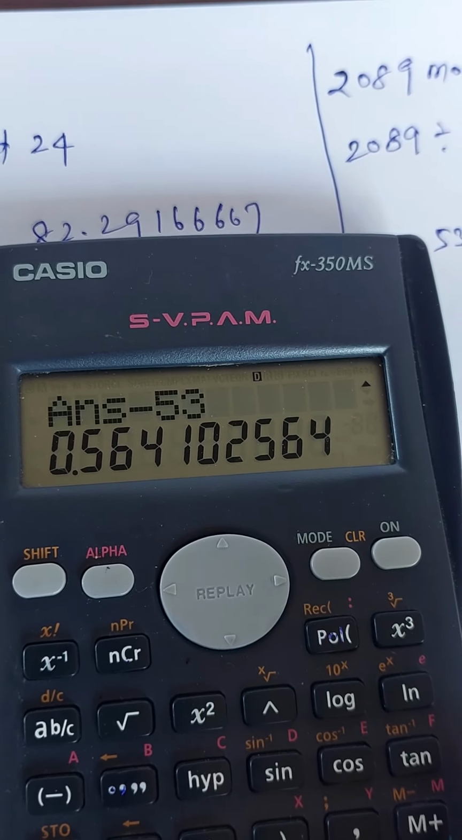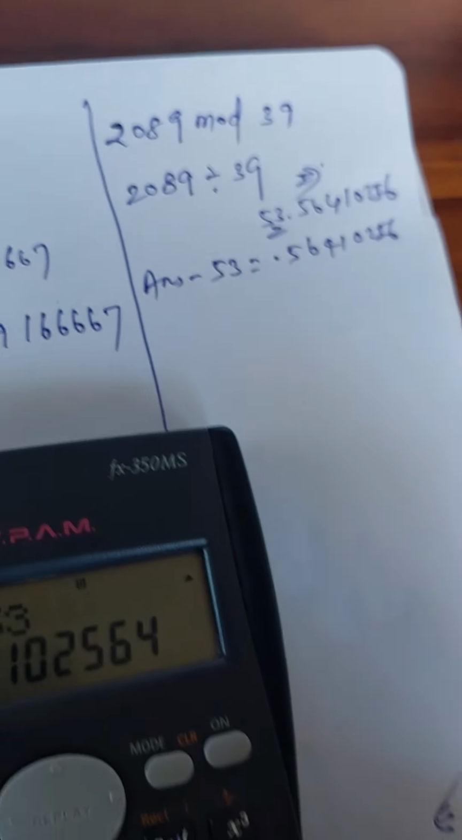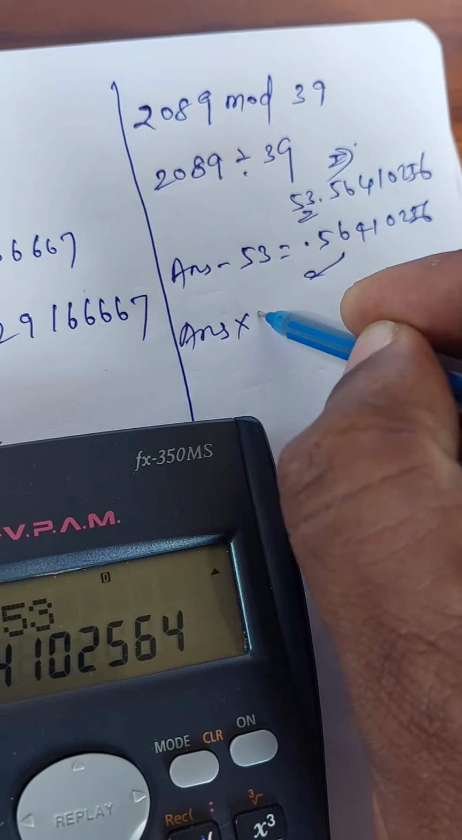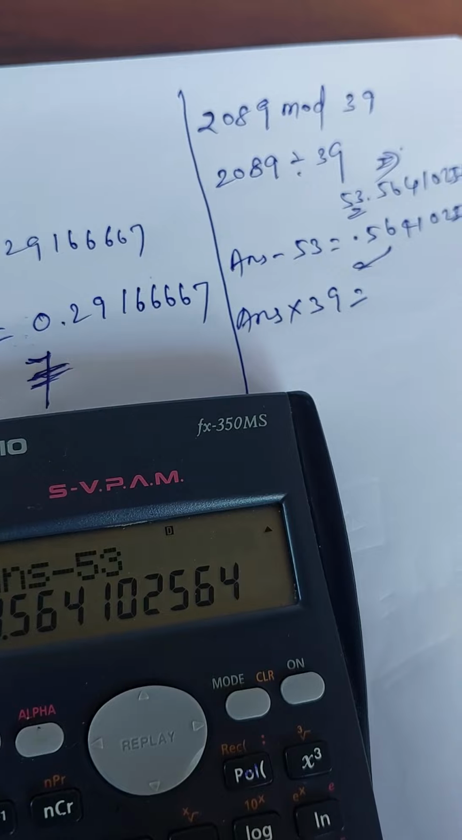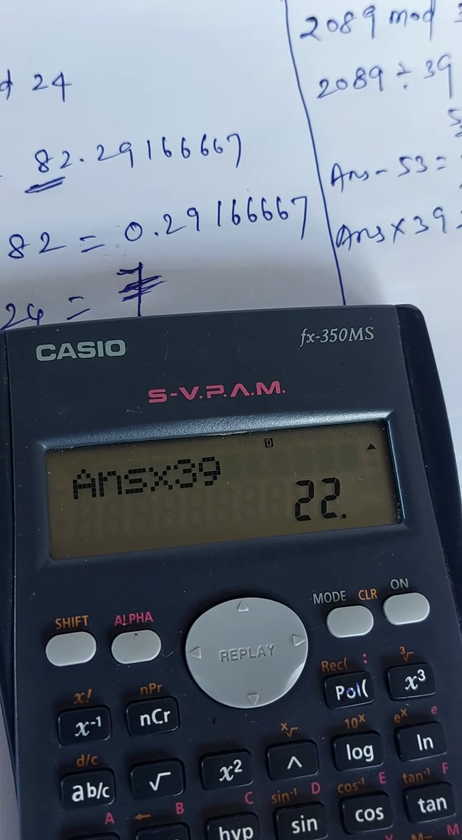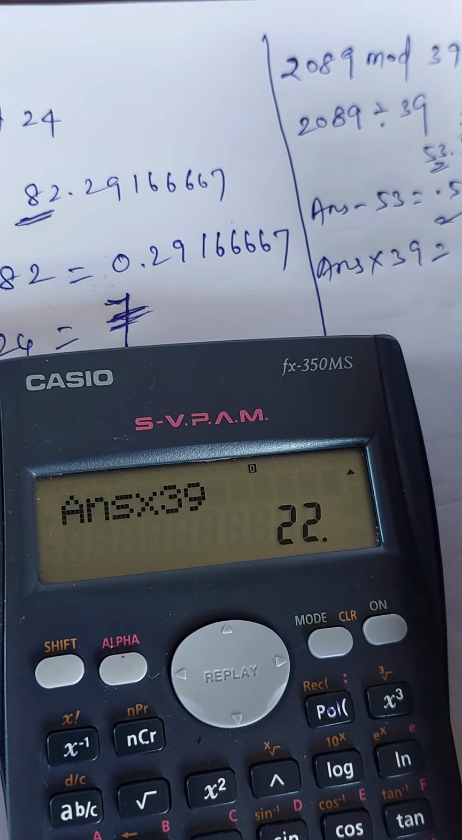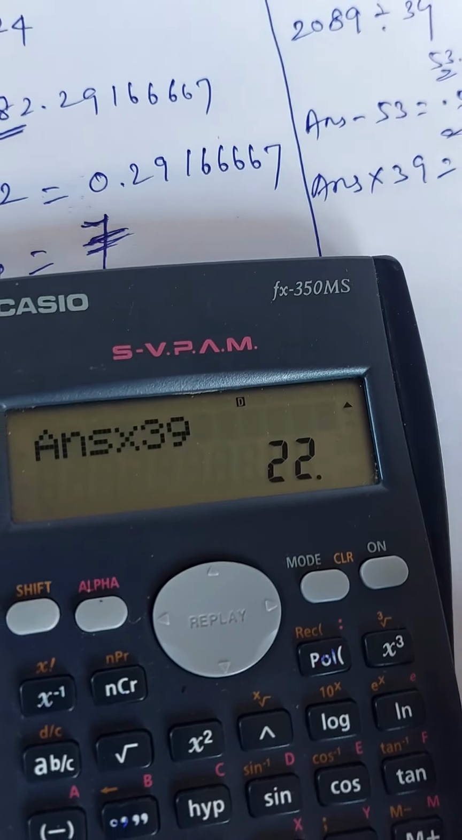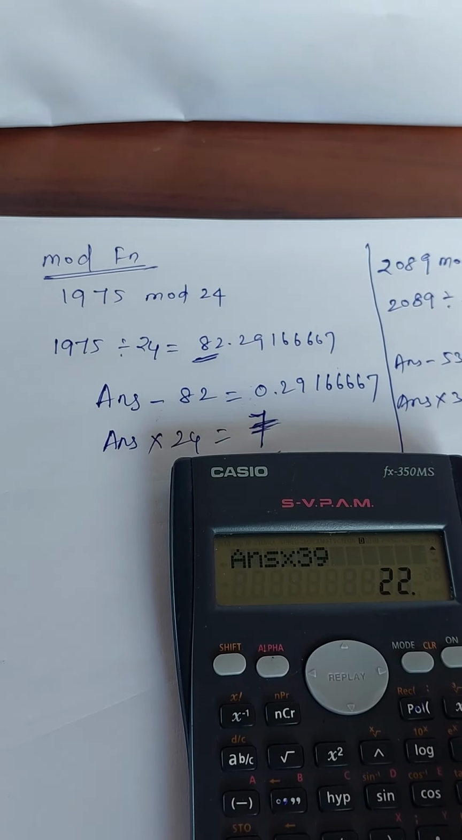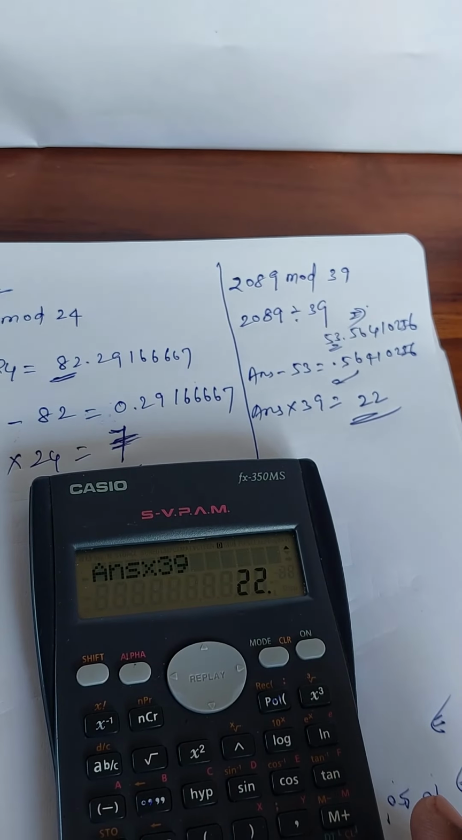Okay. Then the last step is, we have to multiply this answer into the mod value. Okay, into the mod value will give you the answer is 22. So this is the way we find the modulus function by using a scientific calculator.